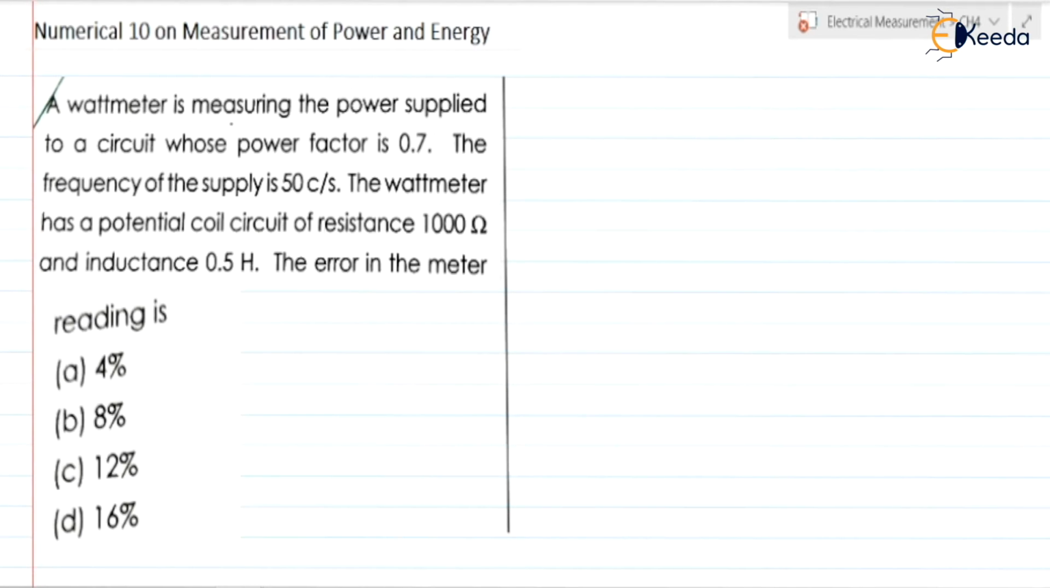A wattmeter is measuring the power supplied to a circuit whose power factor is 0.7. The frequency of the supply is 50 cycles per second, that is 50 hertz. The wattmeter has a potential coil circuit of resistance 1000 ohm and inductance of 0.5 henry. The error in the meter reading is, and they have given 4 options. Basically, this question is related to the error in the wattmeter due to the potential coil inductance.